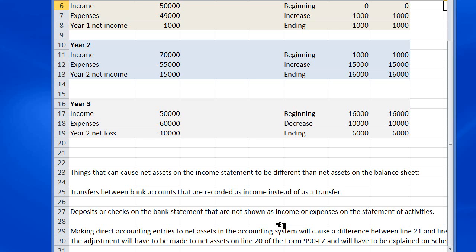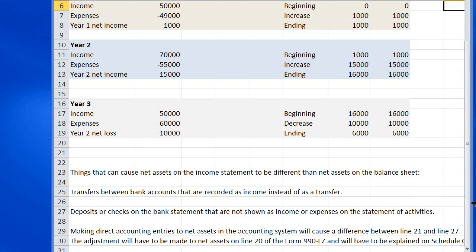The other thing, which actually is unfortunately quite common, is when the bookkeeper makes direct accounting entries to net assets in the accounting system. That will cause a difference between line 21 and line 27. Now, there are times when you need to make an adjustment directly to net assets, and when you do, you also have to make that adjustment on the tax return. Okay, the same adjustment has to be shown on the tax return.